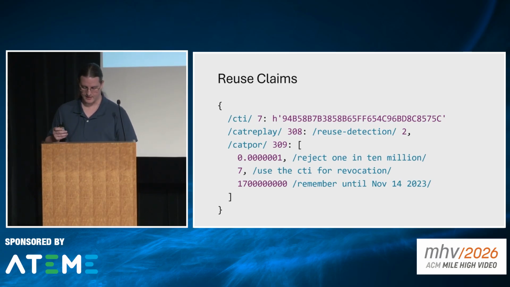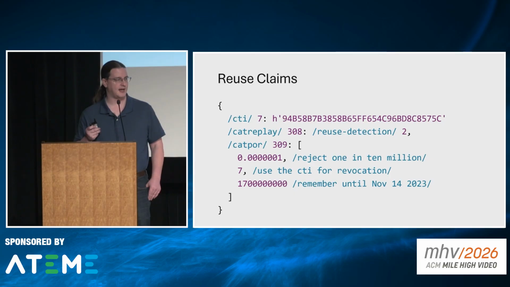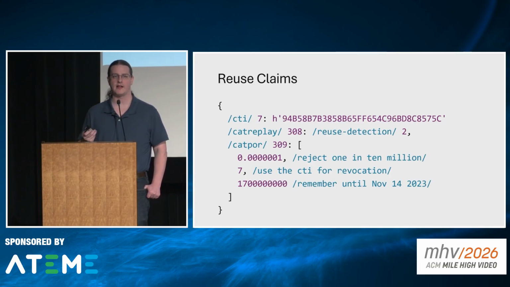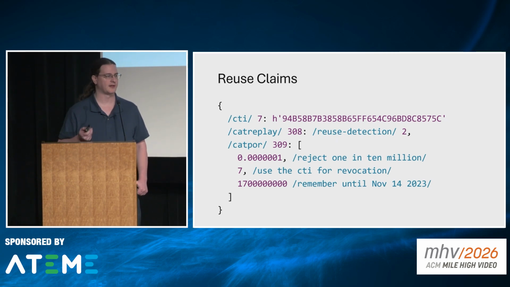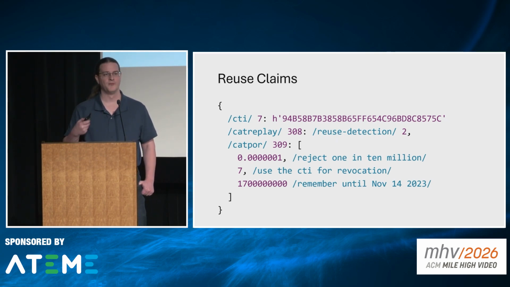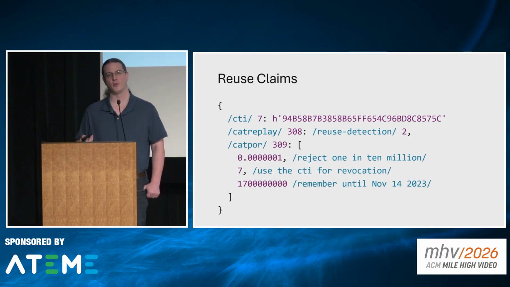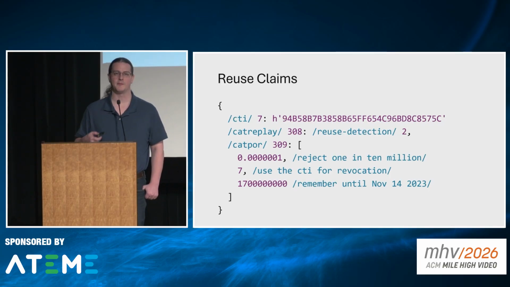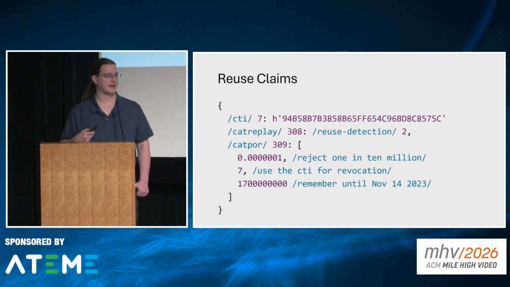Now, there are reuse claims. The first claim is the CTI claim. This is a handle for the token. If you're going to do any kind of invalidation of the token at all, you have to have this handle. We don't tell you how to do invalidation, but if you want to do it, this is the piece you need. CAT replay tells you if the token is allowed to be replayed. By default, it is. This allows you to limit that.